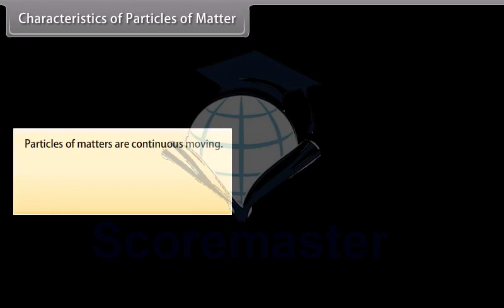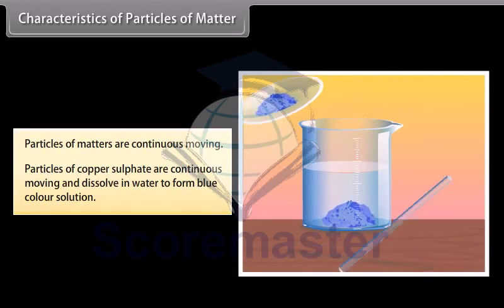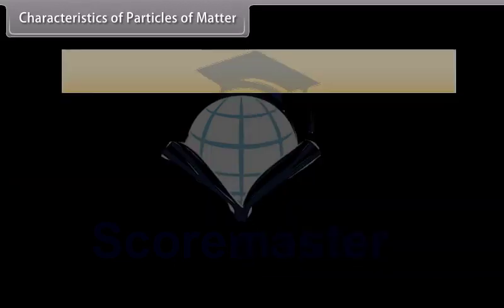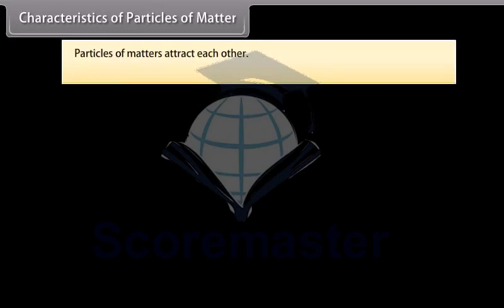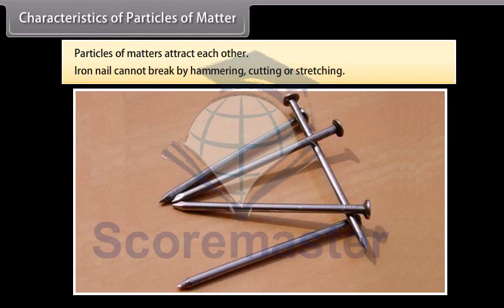Particles of matter are continuously moving. Particles of copper sulfate are continuously moving and dissolve in water to form a blue color solution. Particles of matter attract each other. An iron nail cannot be broken by hammering, cutting, or stretching.